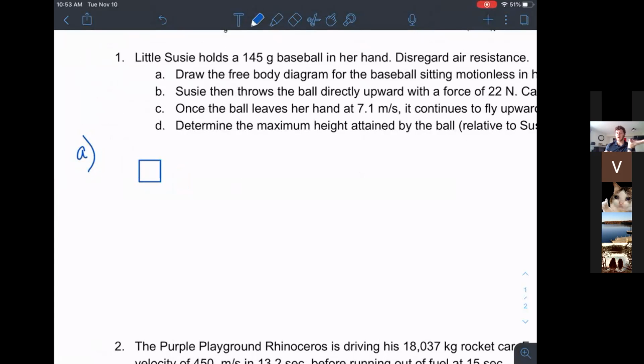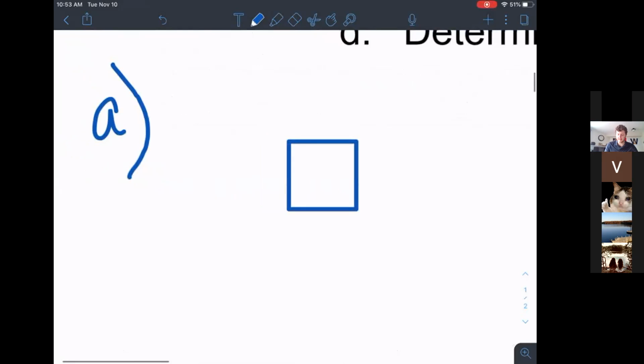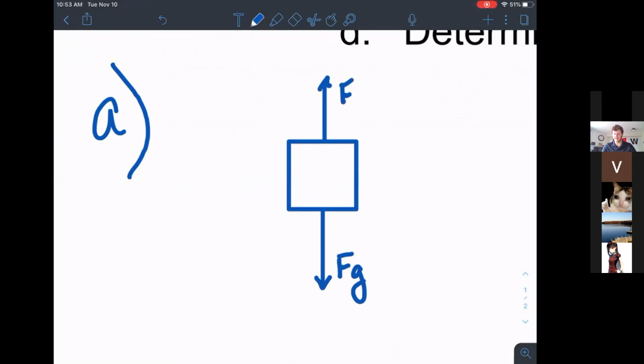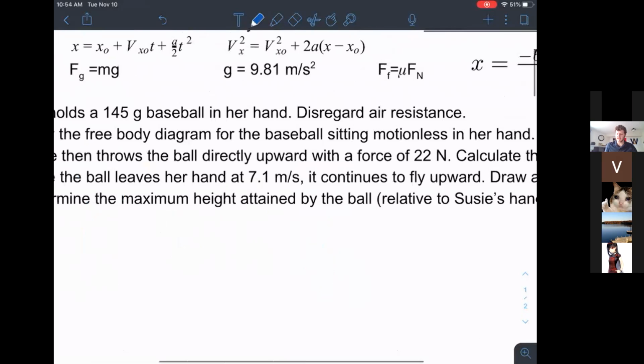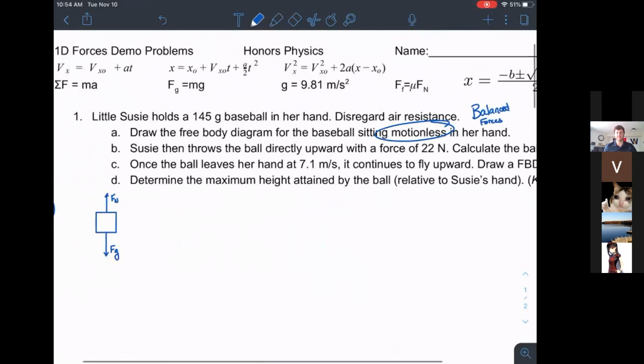Normal and gravity. The normal force and gravity. So can anybody tell me which way gravity goes? Down. And which way does the normal force go? Up. And the magnitude of that normal force, is it bigger, smaller, or the same as our force of gravity? Same. It is the same because it's motionless, which means they have balanced forces. So that motionless says that there's balanced forces here. All right. So now we have our lovely drawing of this object, this baseball in her hand.